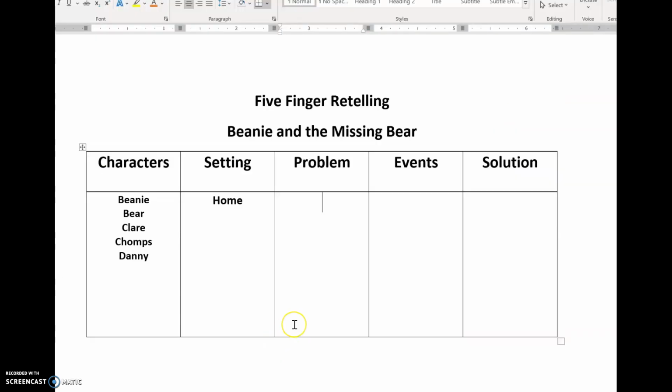So I'm going to go back here. I'm going to write the problem. Claire cannot find her bear. Okay.